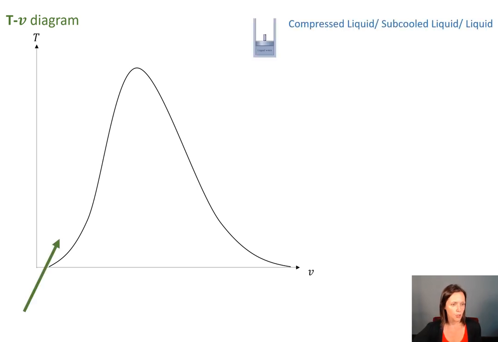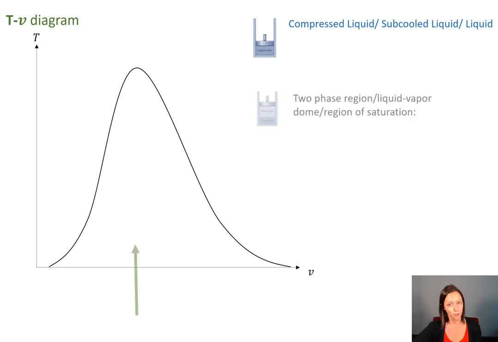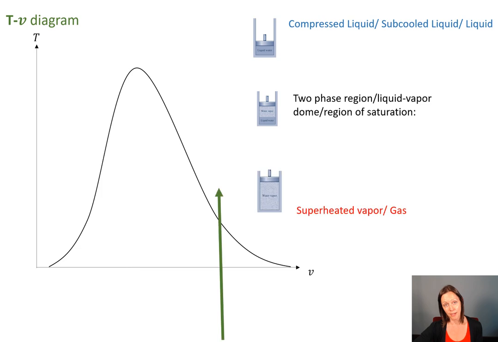All right, so those regions that we talked about on a PV diagram, same with a TV diagram. So the left-hand side, if you're on the left-hand side of the dome, you've got a compressed liquid. If you're underneath the dome, you got two phases, you got liquid and vapor. If you're on the right-hand side of the dome, you have a gas, a superheated vapor.